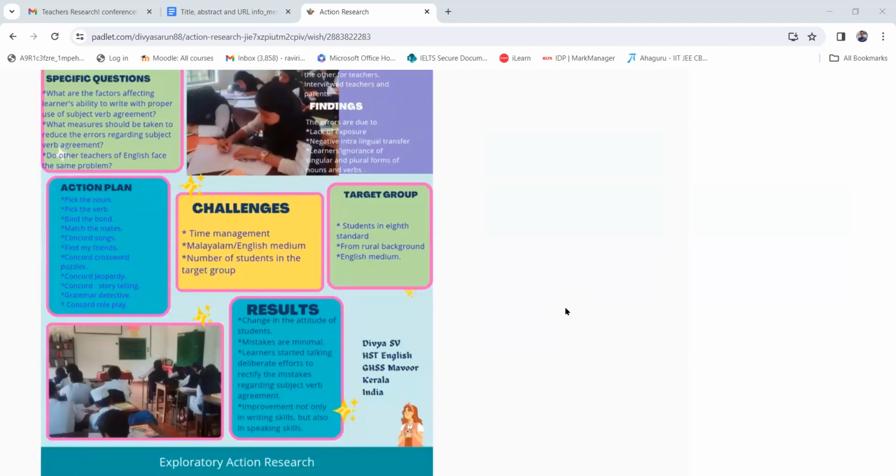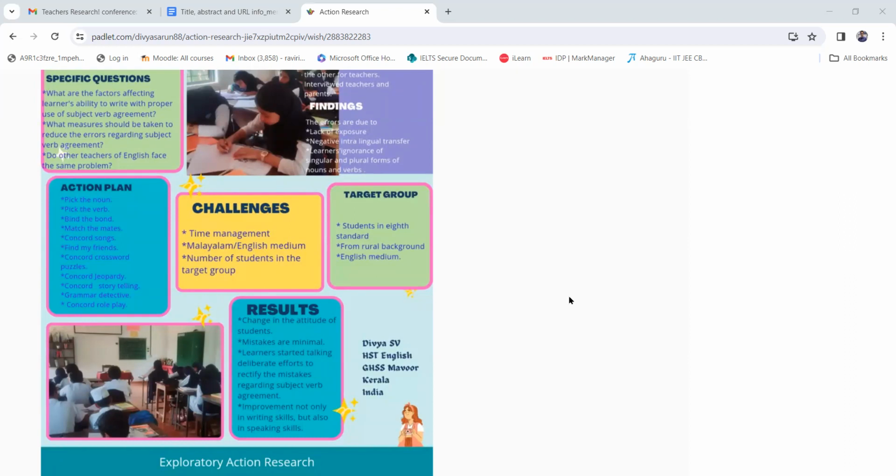Then the action plan was prepared, and many activities were so complex. When I started implementing the action plan, I had to drop some activities and change some activities, like Concord and crossword puzzles. All these things were not implemented in the classroom. So some changes were there. The action plan was very flexible.